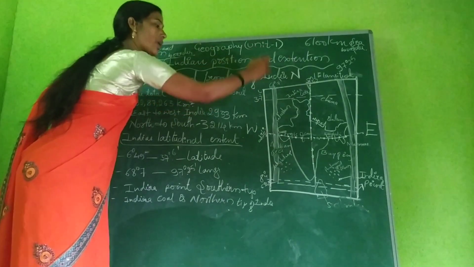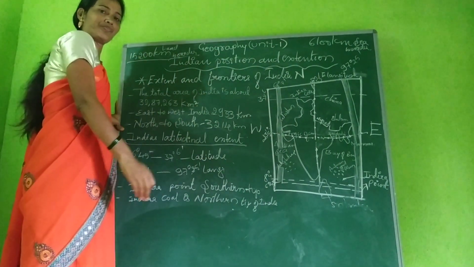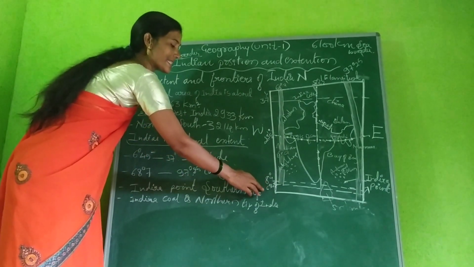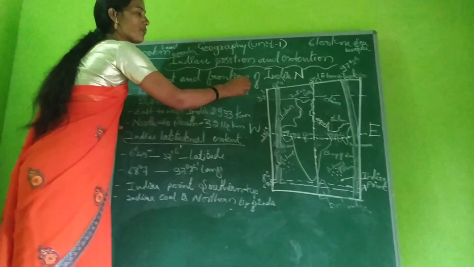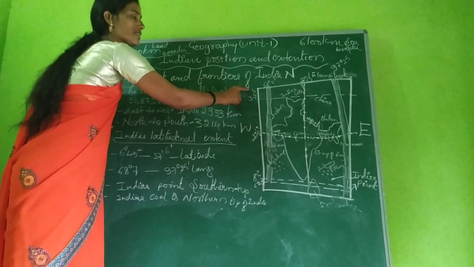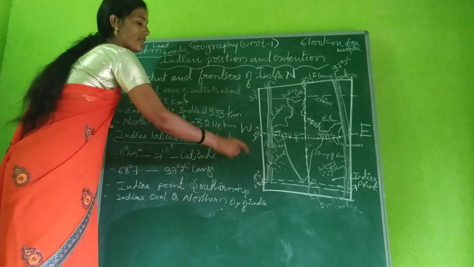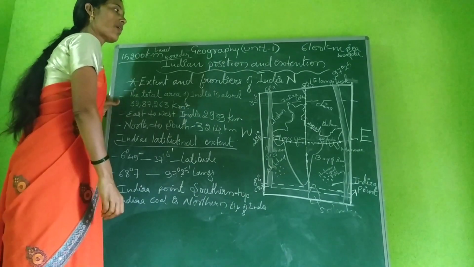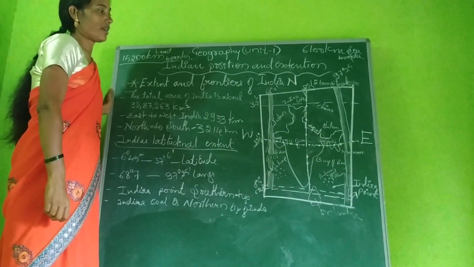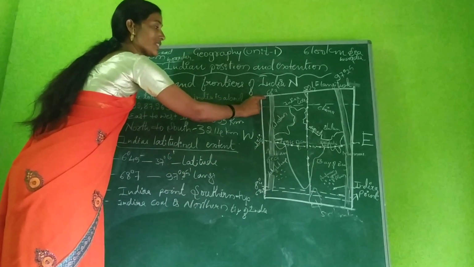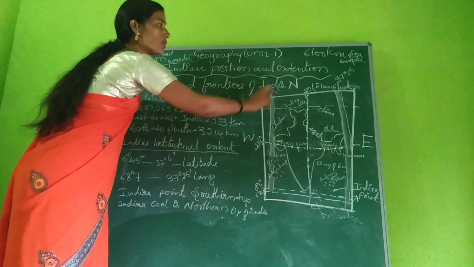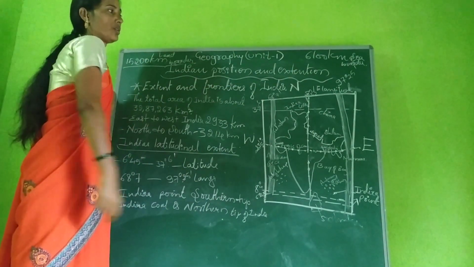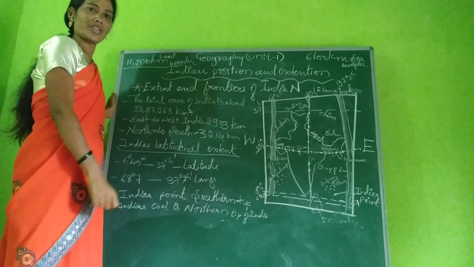Next, the latitudinal and longitudinal extension. See here, the latitudinal extension is from the latitude 6 degree 45 minutes to 37 degree 6 minutes. Then the longitudinal extension is from the longitude 68 degree 7 minutes to 97 degree 25 minutes. So that is the longitudinal extension.